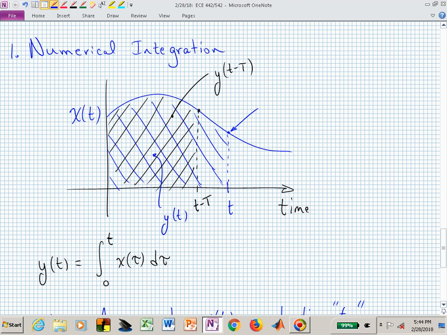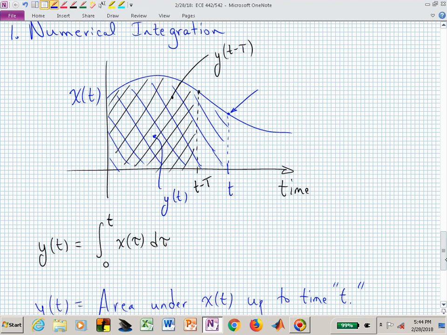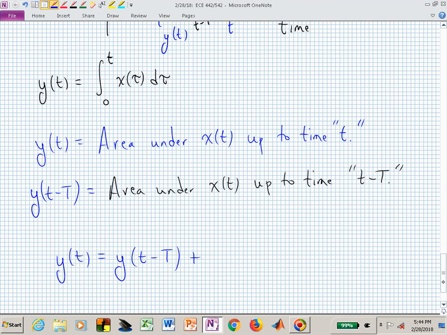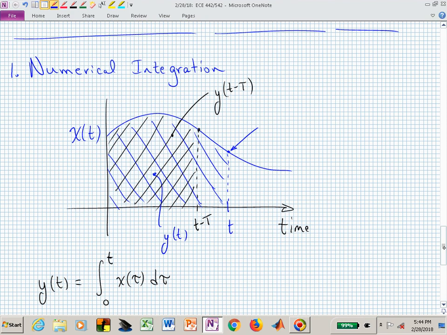How are y of t and y of little t minus capital T related? Can you generate little y of t, which is the blue shaded area, from the black shaded area plus a little bit of an expression? Isn't it just this little sliver that's not cross-hatched? It's just blue shaded. It's not blue and black.